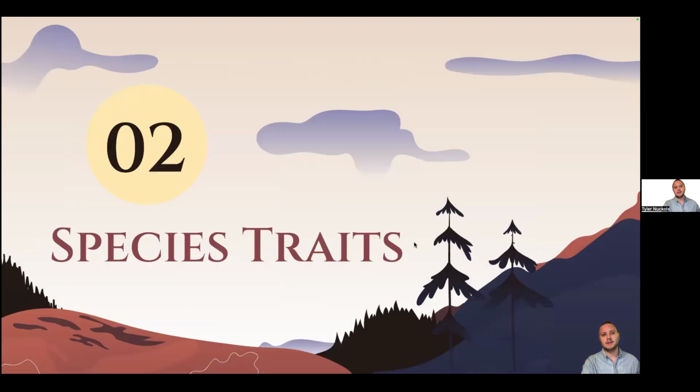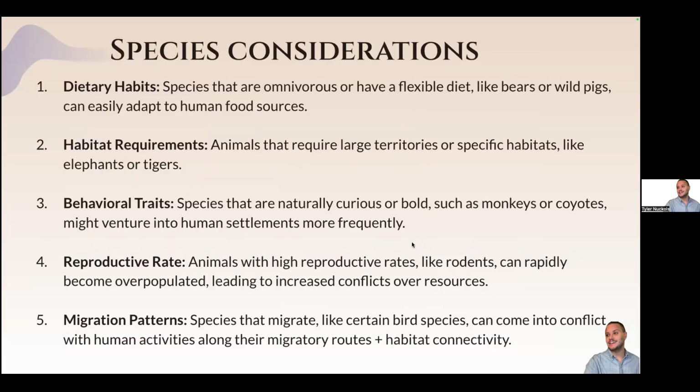So species traits is going to be a big one that is going to be a driver of conflict, right? As different species behave differently, have different requirements, live and are biologically different, prefer different habitats, some may be more prone to conflict than others, right? And so dietary habits, right? Species that are omnivores, like bears, are going to be more inclined to easily adapt to human spaces and eat human foods. Coyotes, these species can more easily adapt to human spaces and thrive in these environments, leading to more conflict.